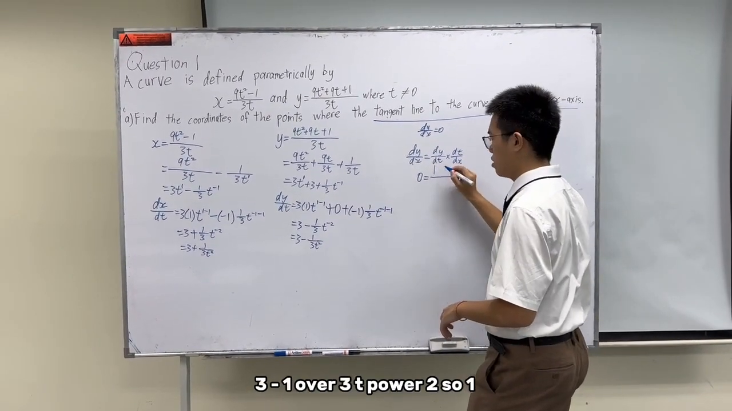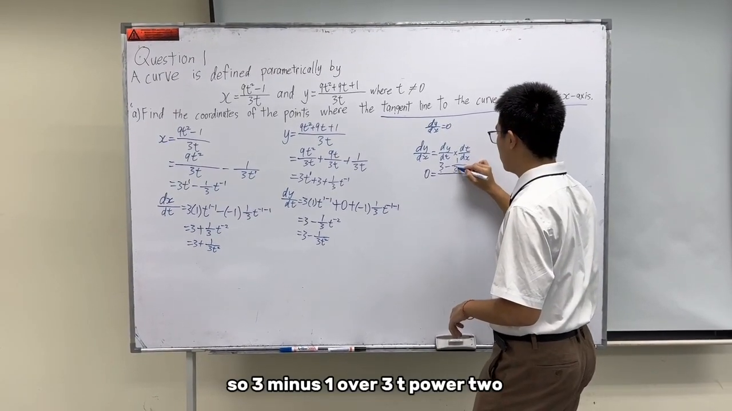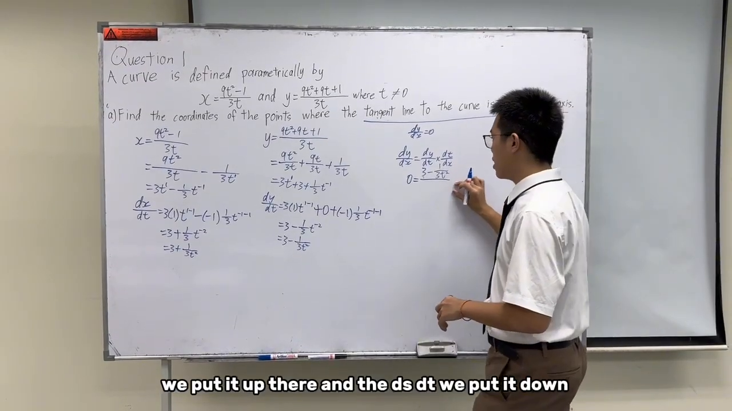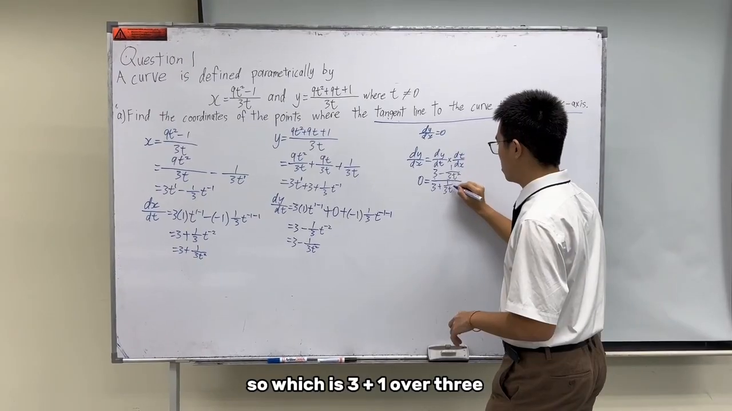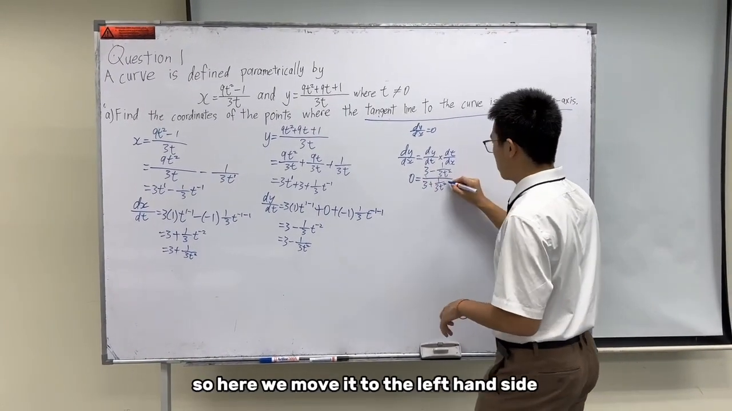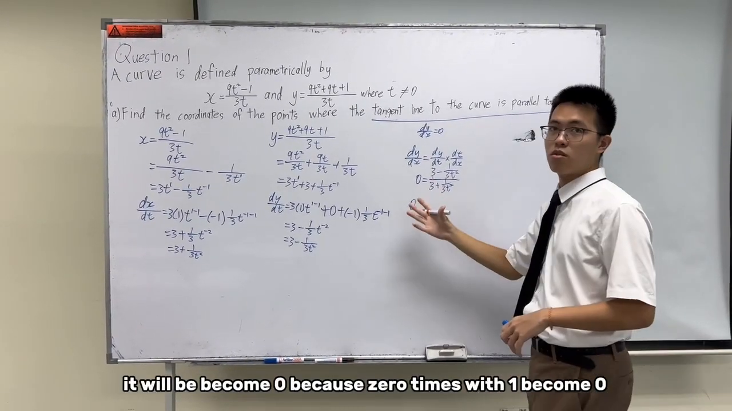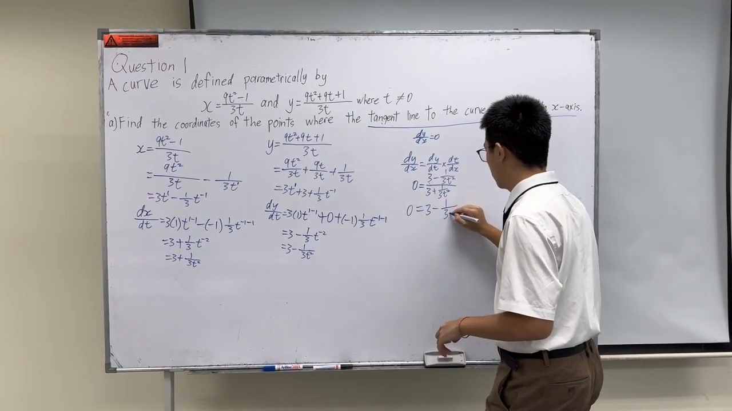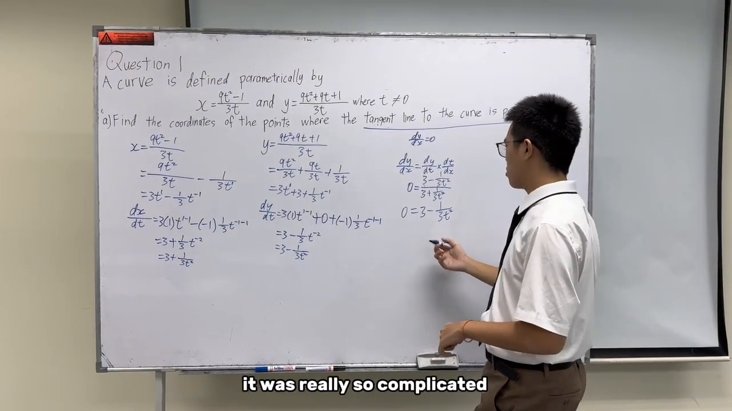So 3 minus 1 over 3t squared. The dy/dt we put on top, and the dx/dt we put at the bottom, which is 3 plus 1 over 3t squared. Since we want to find t, we move it to the left hand side, it will become 0, because 0 times 1 is 0. So what is left is this. How do we solve this? It seems so complicated.